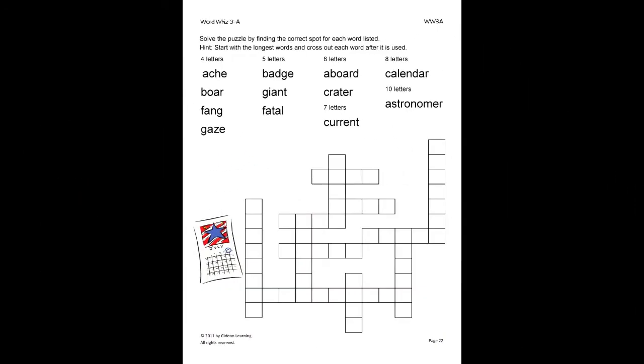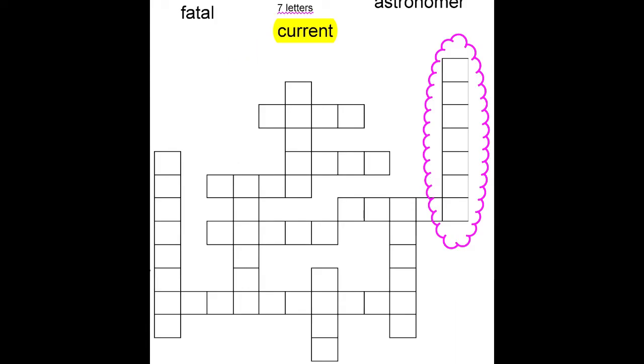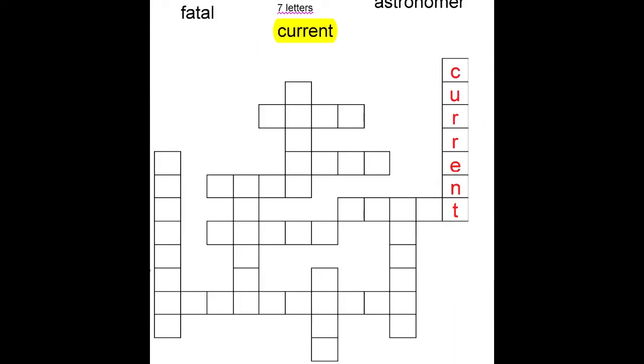On this activity, the student will solve the puzzle by finding the correct spot for each word listed. It is best to start with the longest words and cross out each word as it is used. Let's do the word current. We see that this is the only word that has 7 letters. So we will find which spot in the puzzle that has 7 spaces and then neatly write current in the spaces provided.